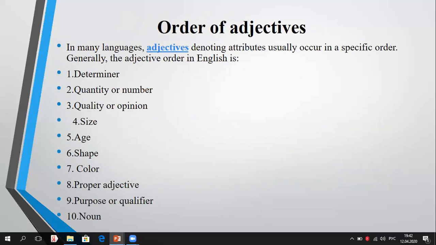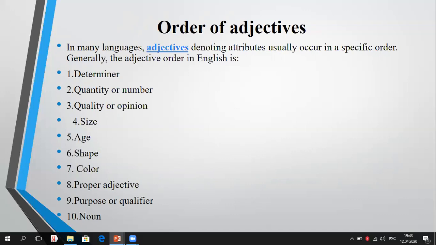Now, the order of adjectives in the sentence. In many languages, adjectives denoting attributes usually occur in a specific order. Generally, the adjective order in English is, first, you should put the determiner, its articles here, definite or indefinite article. Then the next one, you should put quantity or number. The third one, quality or opinion.